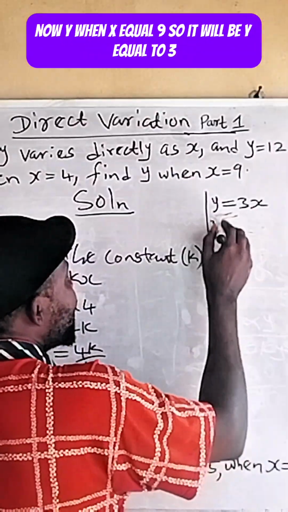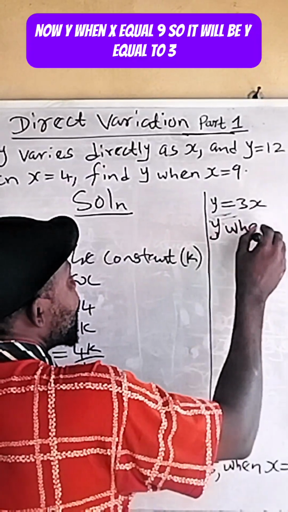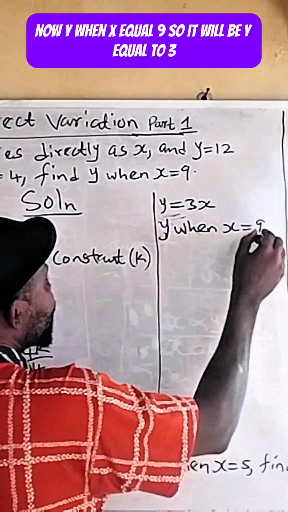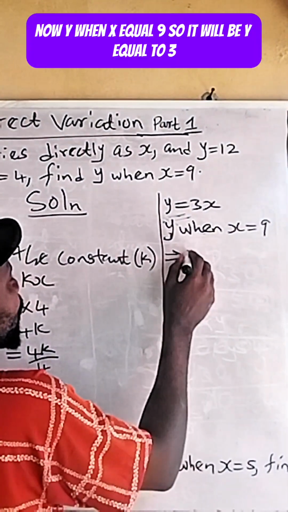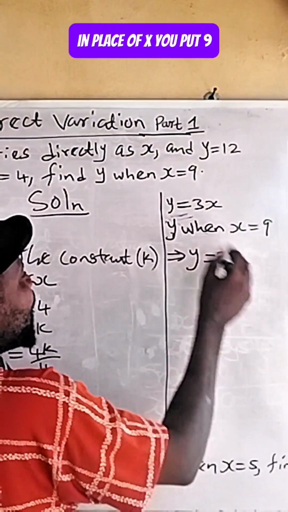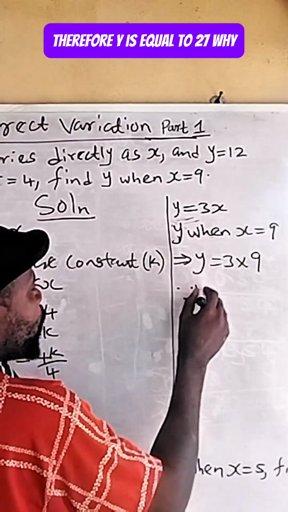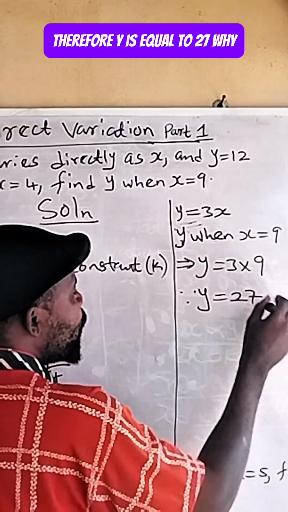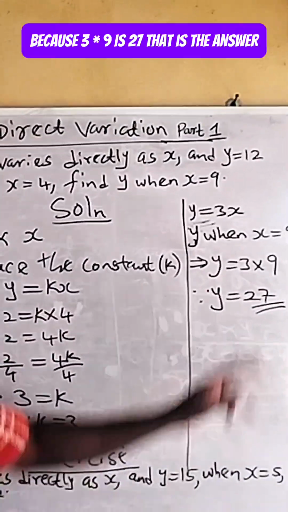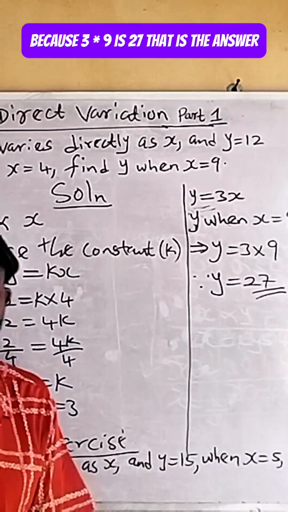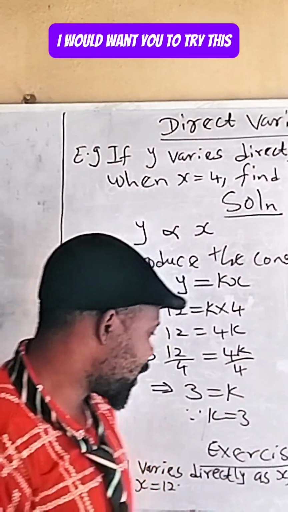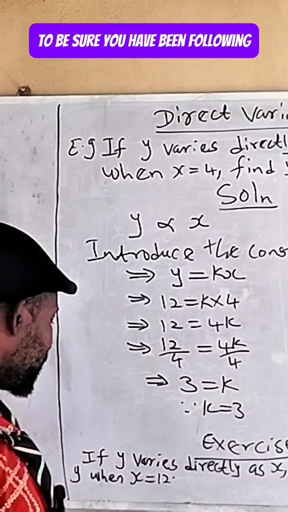Now, y when x equals 9. So it will be y equals 3, and in place of x, you put 9. Therefore, y is equal to 27. Why? Because 3 times 9 is 27. That is the answer. I would want you to try this to be sure you have been following.